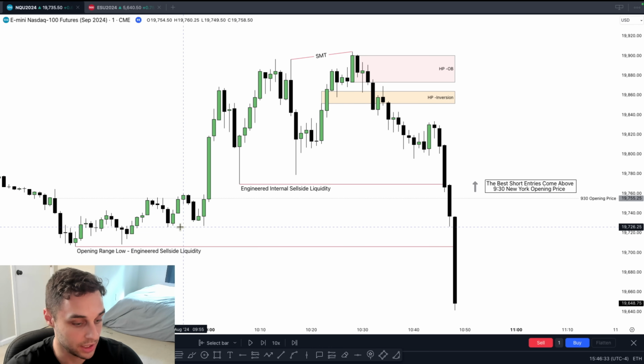Okay, and even right here, not annotated, those are important as well. And we already mentioned that the basic premise is that we want to see as much engineered sell side liquidity left behind while that manipulation is taking place. We're just waiting for our setup.